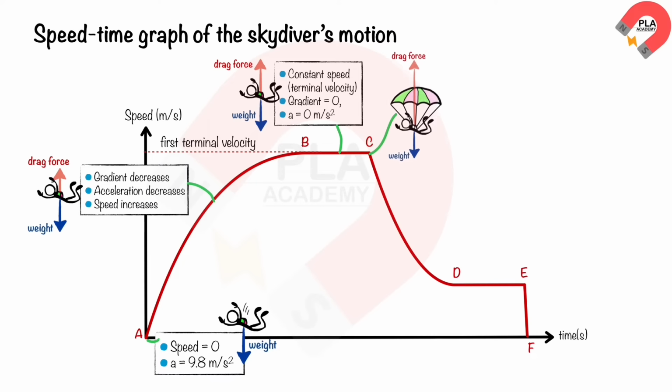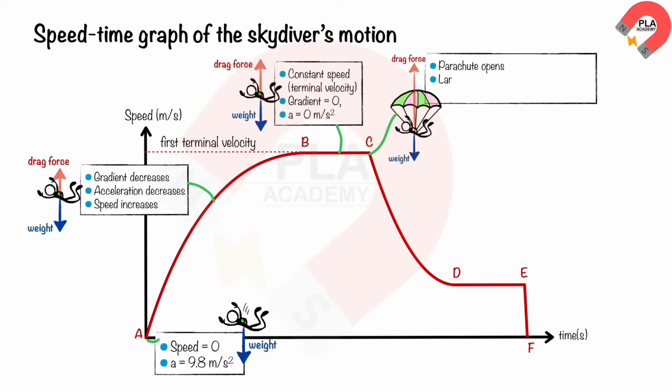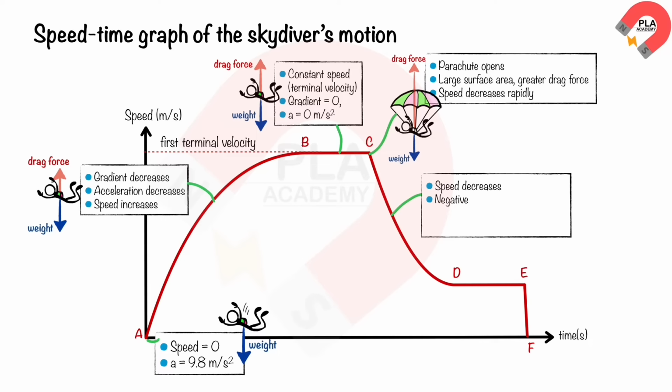At point C, the parachute is opened. The large surface area of the parachute causes a large drag force. This causes the speed to decrease rapidly. Between C and D, the speed decreases. The gradient is negative, so the parachutist decelerates. The steepness of the gradient decreases, so the deceleration also decreases.